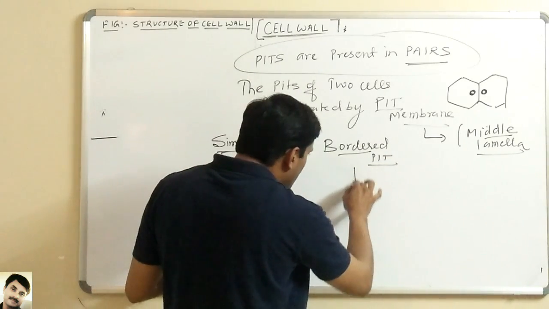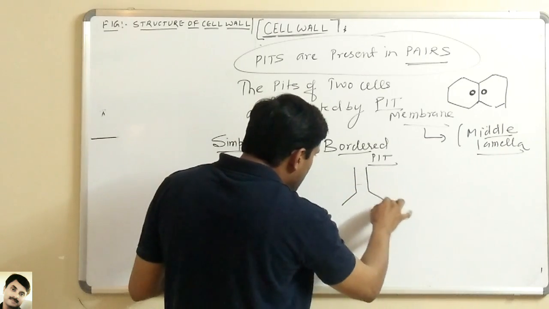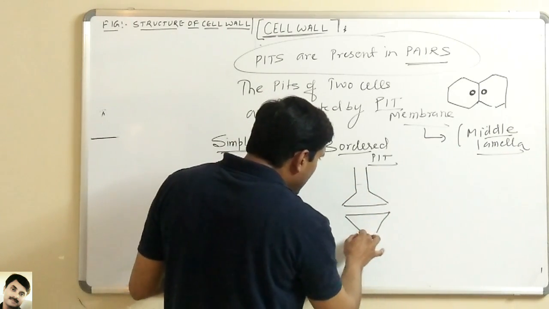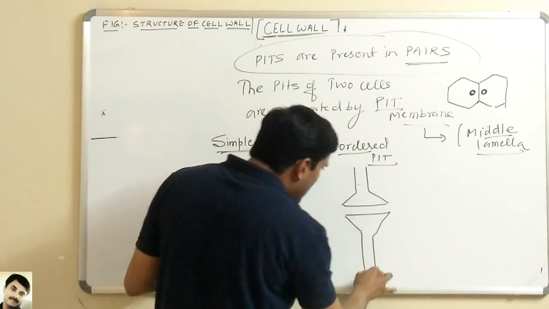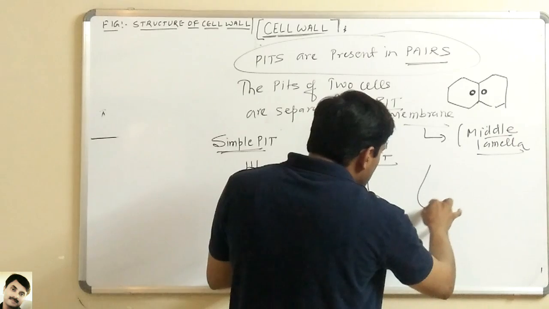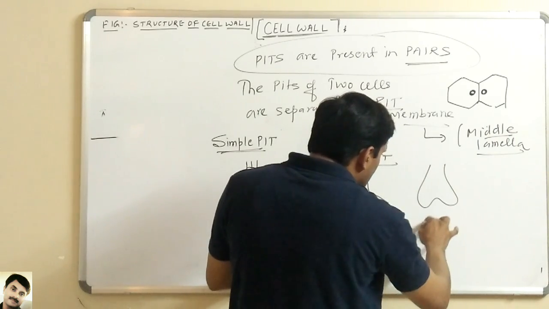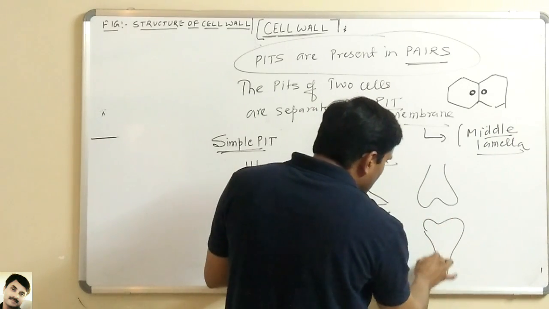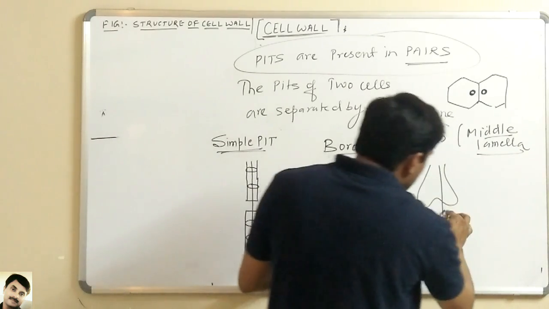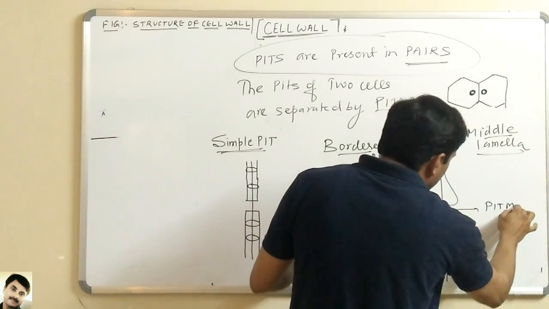Say this is one pit of this type, it has a diameter like this, and this is another pit. You can see that it looks just like an inverted funnel. You can also draw this diagram like this. This is one pit, this is another pit, and in between these two pits is present what? A pit membrane.